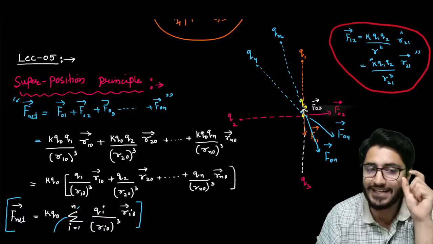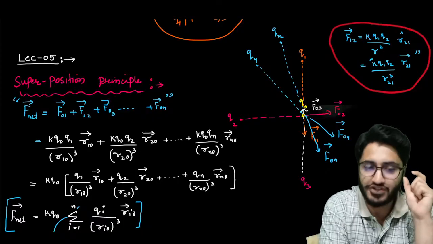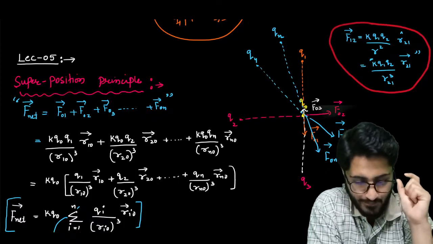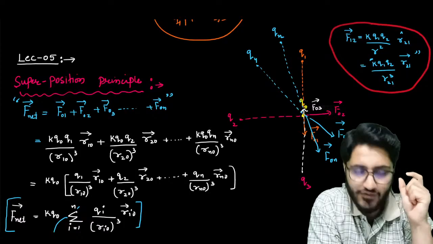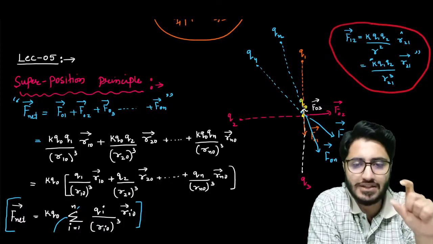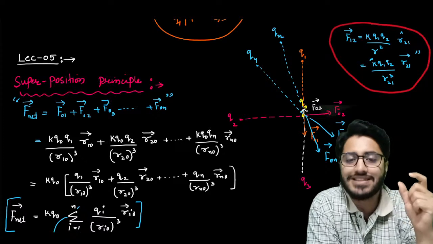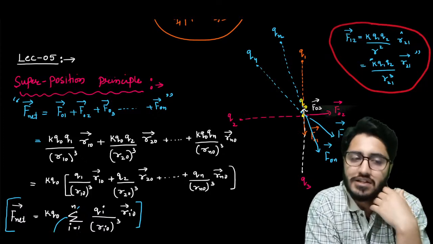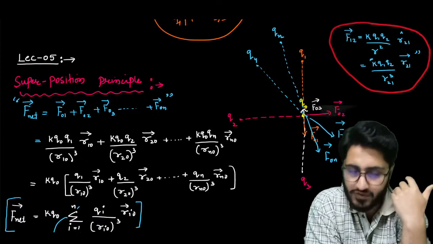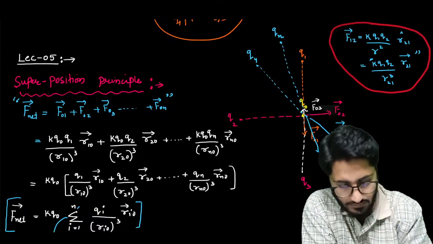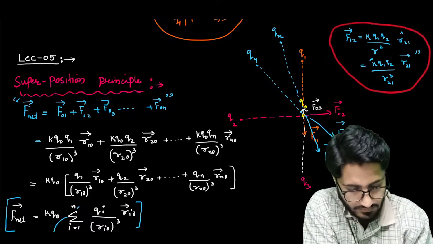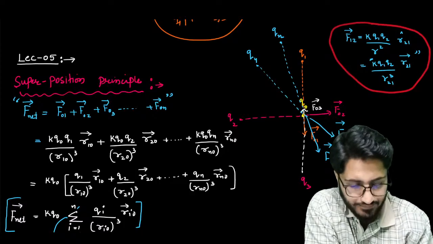So this is a derivation of the superposition principle. How can we get it? If you are preparing for your board examinations, you can just copy this. You can take a screenshot of this and write this: derivation of superposition principle. This one is easy, no?